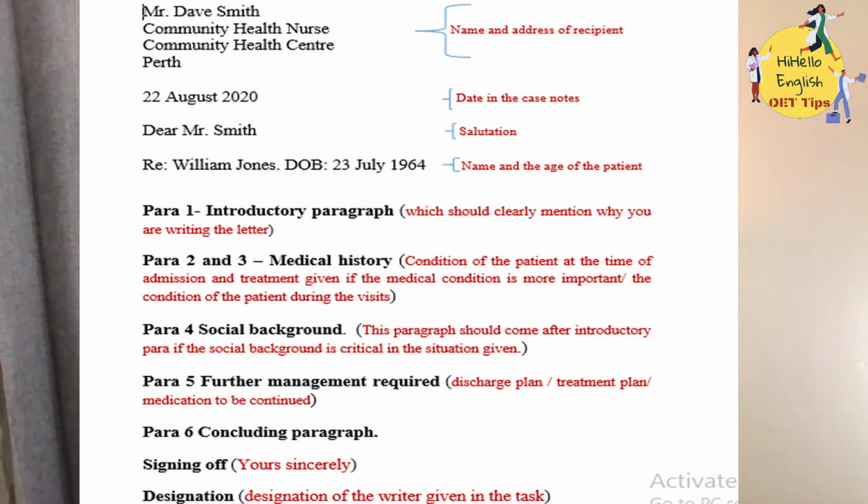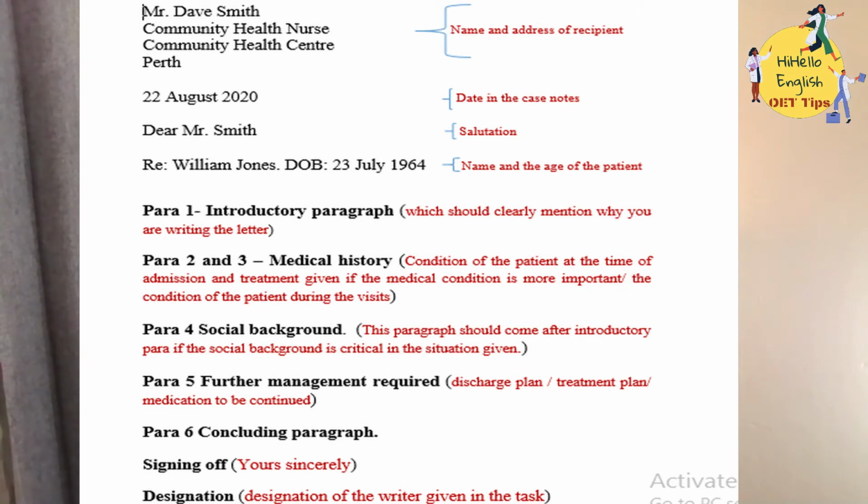In paragraph 4, you can give the essential social background of the patient. But you should write this paragraph after the introductory paragraph if the social background is critical in the situation given. In paragraph 5, you can give the further management plan required for the patient. It can be a discharge plan or a treatment plan or medications to be continued. Your paragraph 6 can be your concluding paragraph.